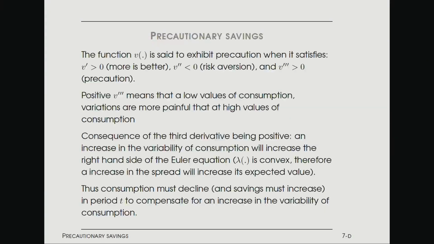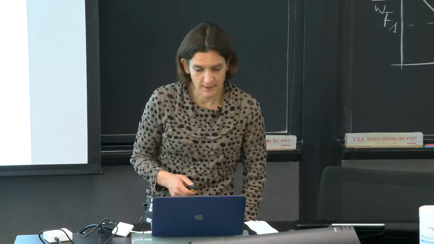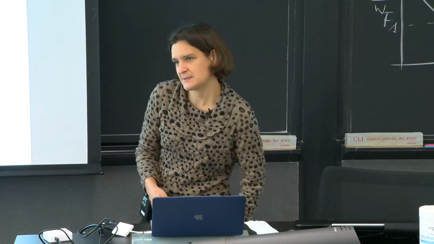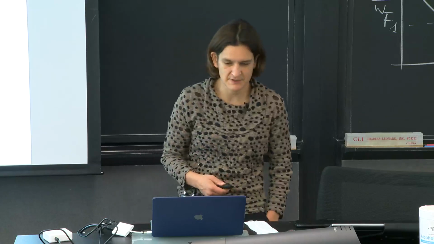So that's a testable prediction of this model, which is that there should be what's called precautionary savings. If you think that the income tomorrow is going to be very variable, you should start putting some aside, right? So there is a test, a classic paper by Christina Paxson, that tests this hypothesis.